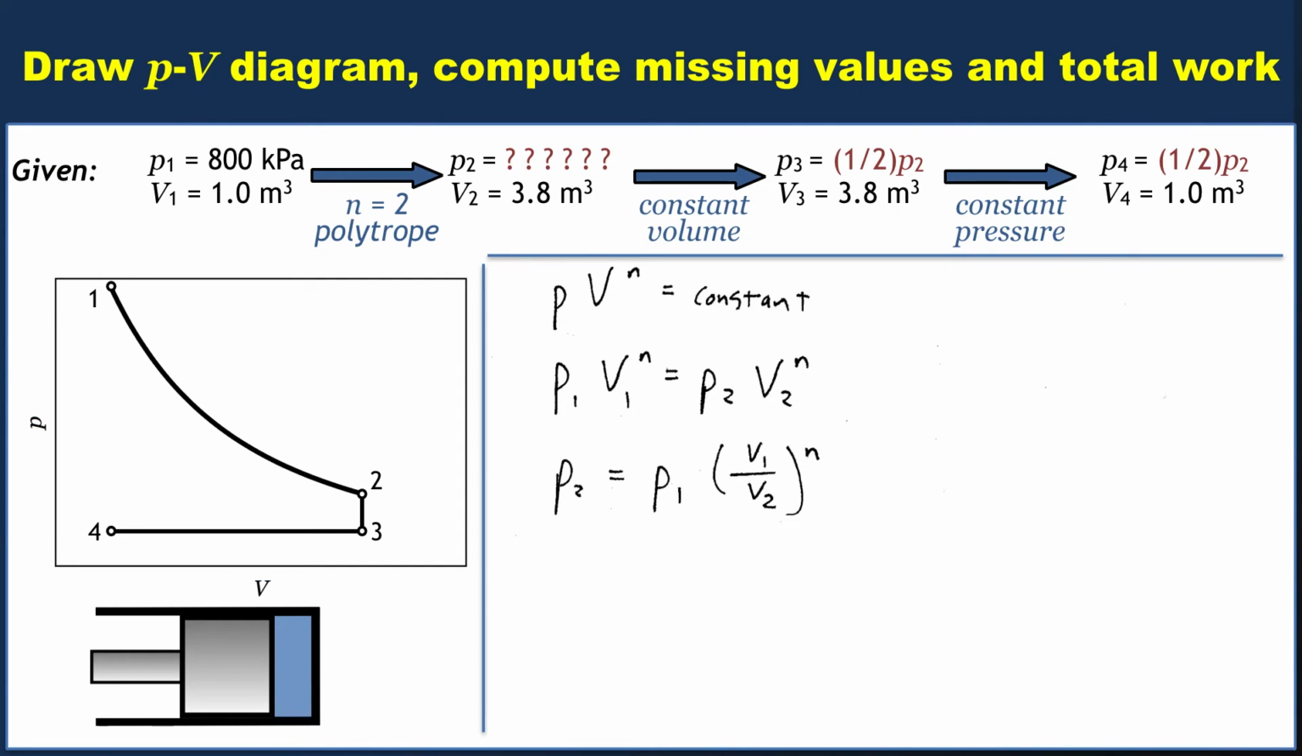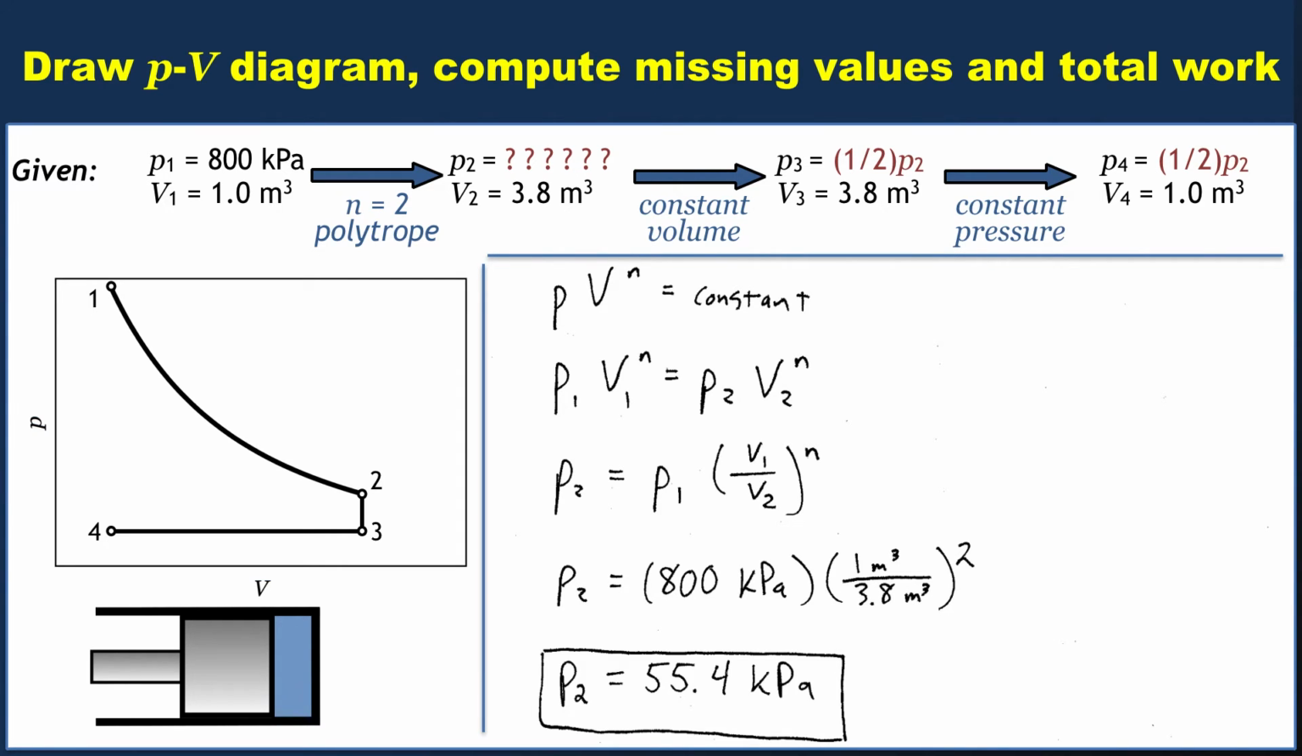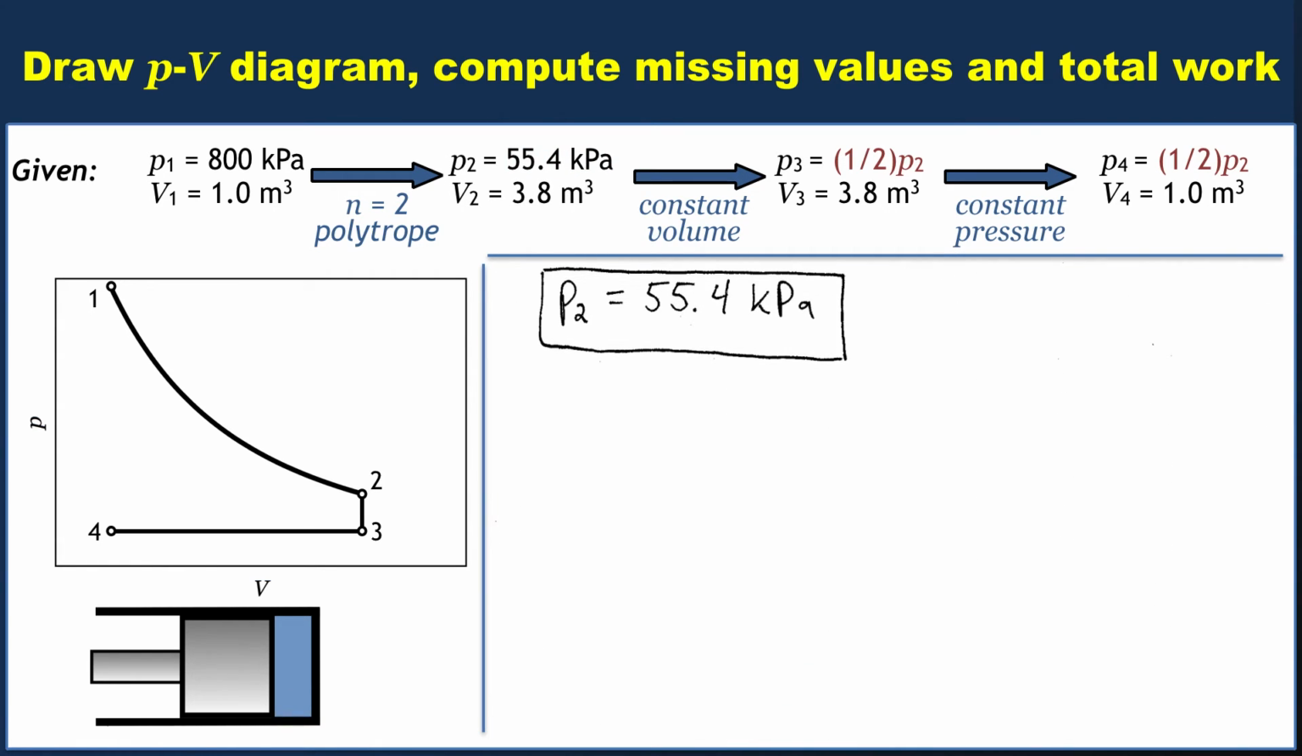We know the values and the value of n, put those in, and we get out that P2 is 55.4 kilopascals. I'm going to replace those question marks up near the top with this value so that we don't forget it. Alright, so we have that, and we'll move things up. Now let's compute the work involved in process 1 to 2.